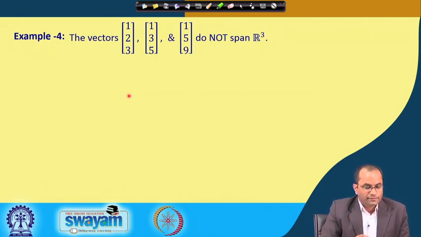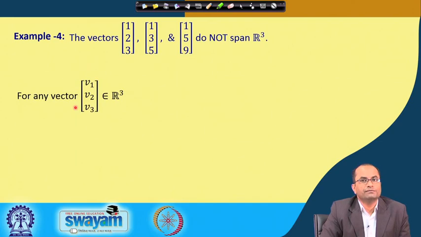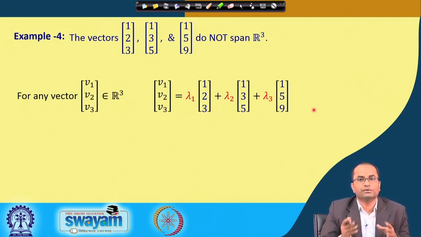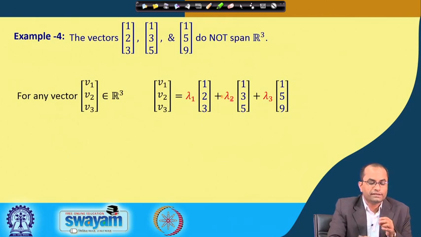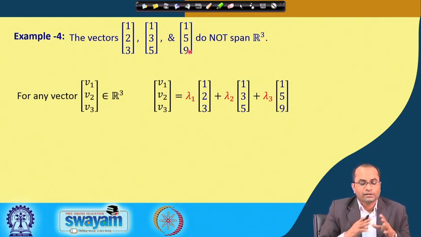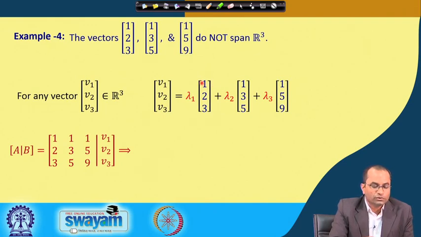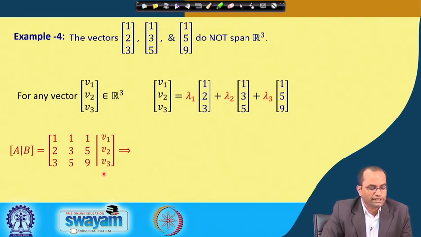How to check this? We will take a general vector (v1, v2, v3) as usual, and we will try to write down this (v1, v2, v3) in terms of lambda 1, lambda 2 and lambda 3. So, lambda 1 with the first vector, lambda 2 with the second vector and lambda 3 with this third vector (1, 5, 9). Writing this in terms of the lambdas, we have the augmented matrix here now, the coefficient matrix: 1 2 3, 1 3 5 and 1 5 5, with the right hand side v1, v2 and v3. We need to reduce it to the echelon form.